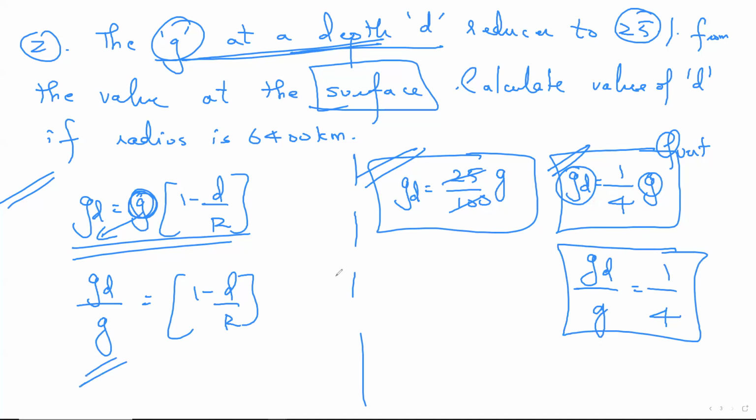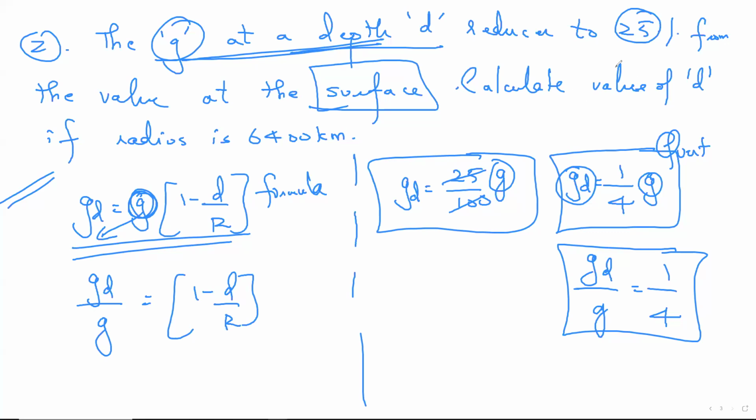I'll repeat it. Okay, I think too many lines are put off. One minute, wait. So the question said 25% of the initial value. Initial value, I assumed it to be G here. Okay. 25% meaning 25 by 100. Done. Cancelled. I got the answer. I shift all the G's to one side. So it became GD by G equals 1 by 4. Done. This is the formula. According to the formula, I write it. In this case also, I'll push all the GD to one side. I got the answer as GD by G is equal to 1 minus D by R.